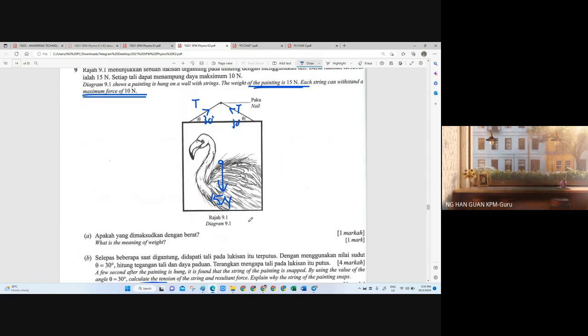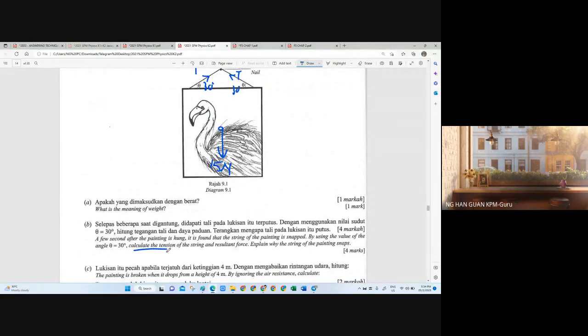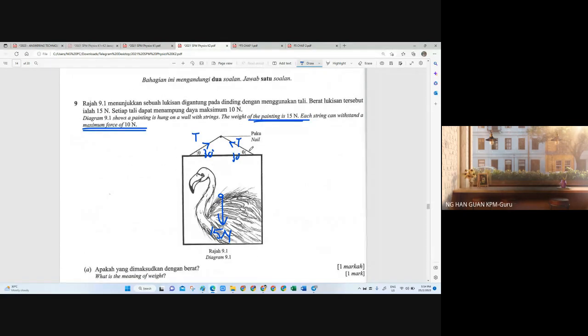In this case, there are two different ways. Study carefully: the question asks you to calculate the tension and the resultant force. First, if we calculate the tension, we will base it on equilibrium. Later on, to find the resultant force, we have to look at the maximum force the string can withstand, 10 Newton. So we do it one by one.